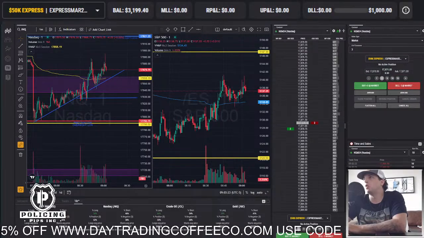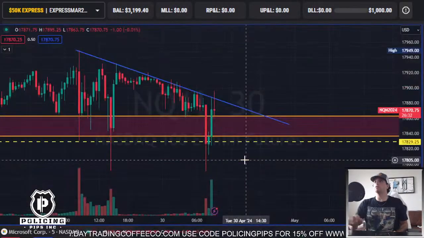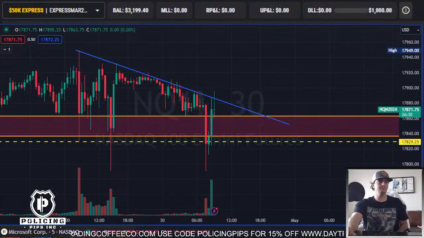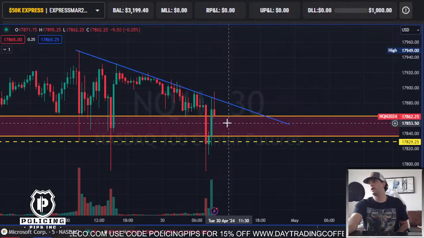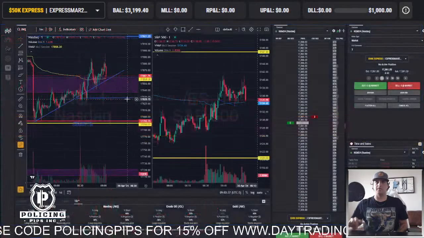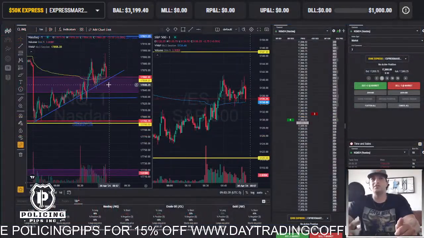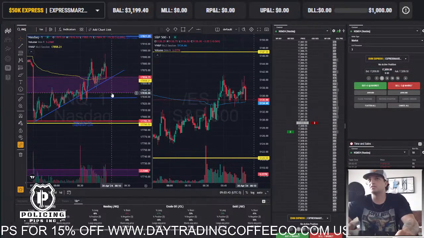We did run into this overhead resistance here. I'm going to show you on my 30-minute TradingView chart, right? You can see it right there. Ran into that resistance a bunch, came in here, wicked it. Now we're rotating back down. Could be a good reason for this trend line now to break on the bottom end here, right? You can see if this will break. Let's see if that cracks this time.